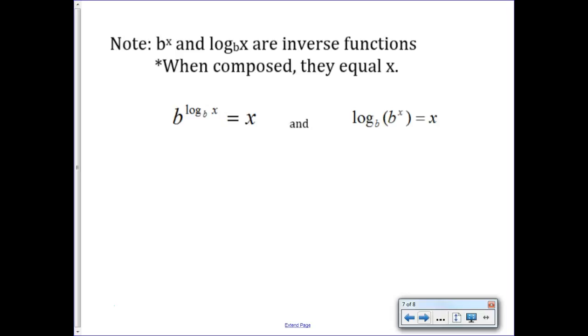Alright, so we are looking at inverse functions now. So b to the x and log of x base b are inverse functions. When we compose them, they equal x. So here's our rule then. If we can get to b to the log of x base b, it goes down to just x. If we can get log of b to the x base b, it's just x. So we're going to use what we can to simplify some expressions on the next page.